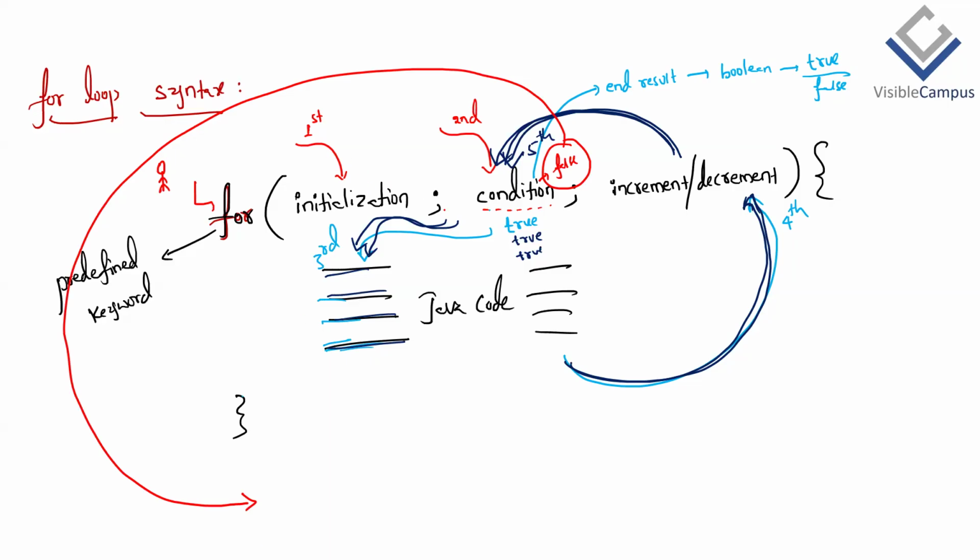Because of this condition check, execution of body, increment, condition, execution, and increment, this is called a looping process. So how many times will it loop? It depends on the condition. Based on the condition only, we can terminate the loop. So this is a loop and this is the syntax.